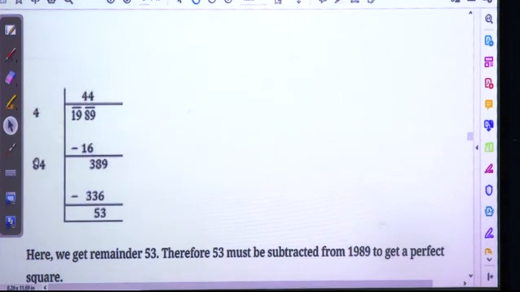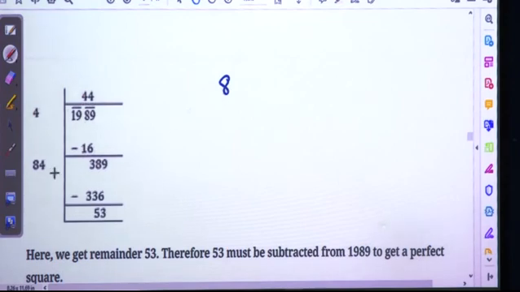Double of 4 is 8. What digit do we have to attach here? It is 4, 84 4s are. Why is it like that? Let us check that. We require a product less than or equal to 389, and in the divisor we have double of the quotient, the value 8.